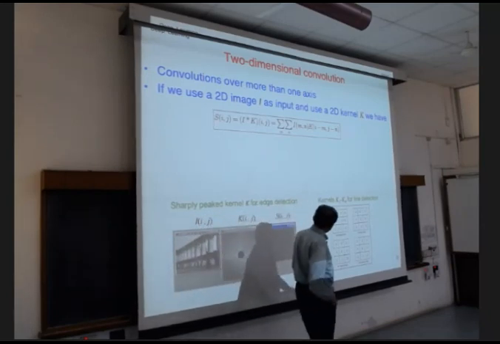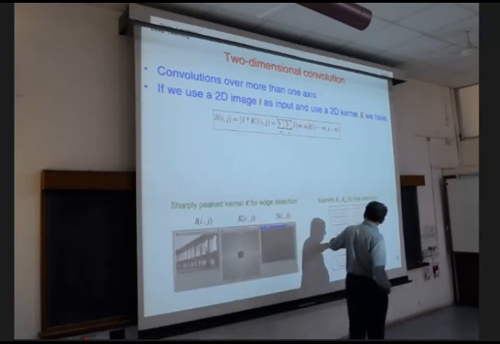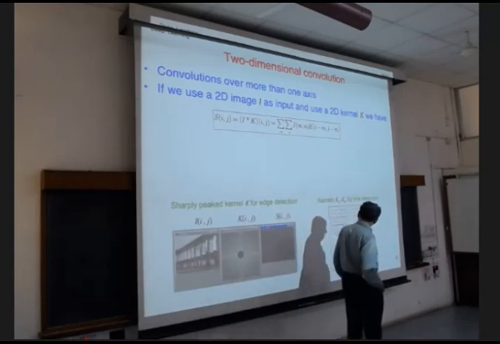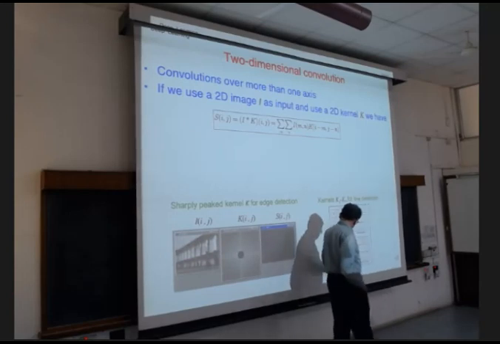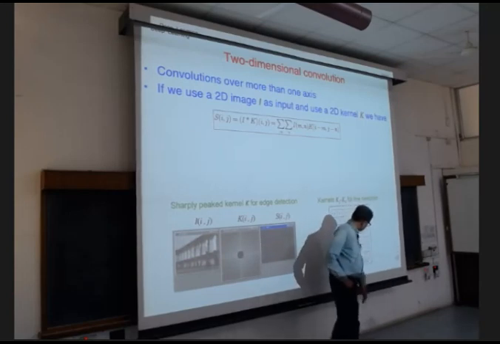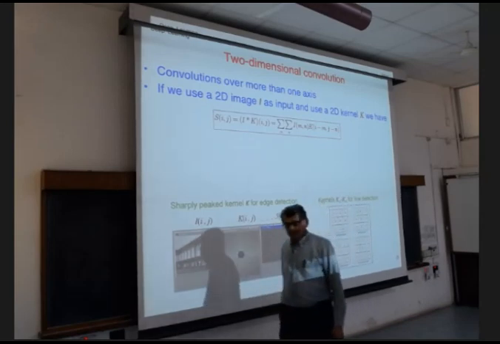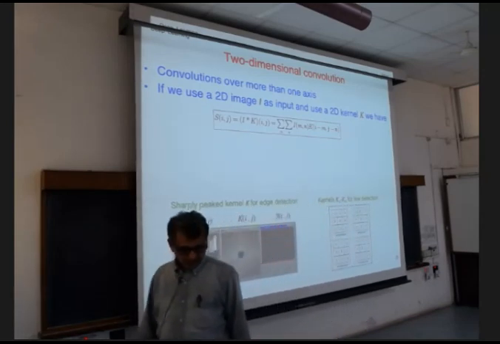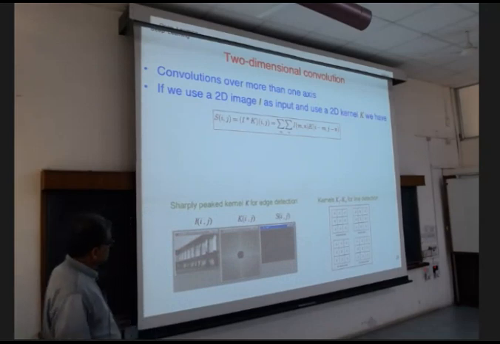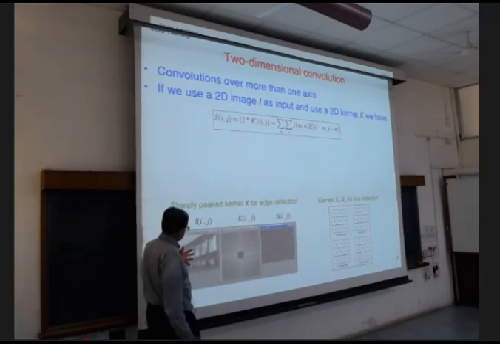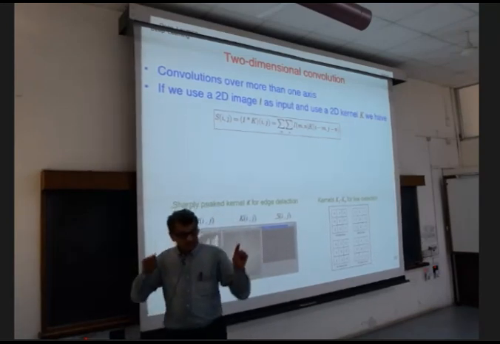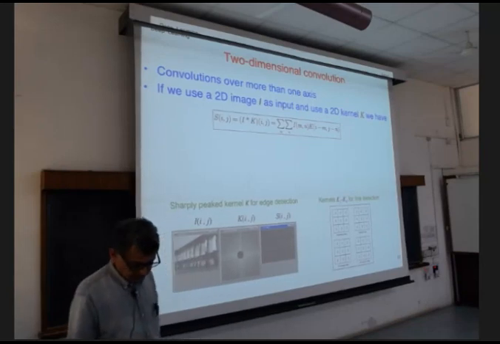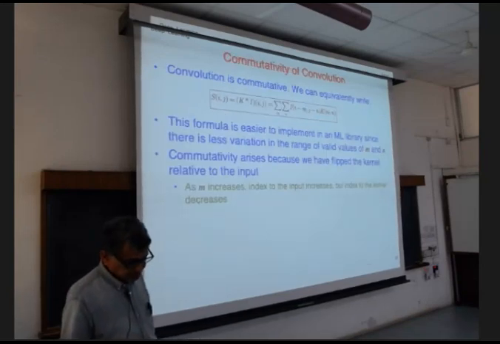And here are kernels K1 through K4 for line detection. This is what a kernel looks like for horizontal lines, for vertical lines, for 45 degree lines and 115 degree lines and so on. Image processing people have figured out what these kernels ought to be to take a grayscale image like this and give us just an edge image, the kind of thing that the biological eye seems to be doing.